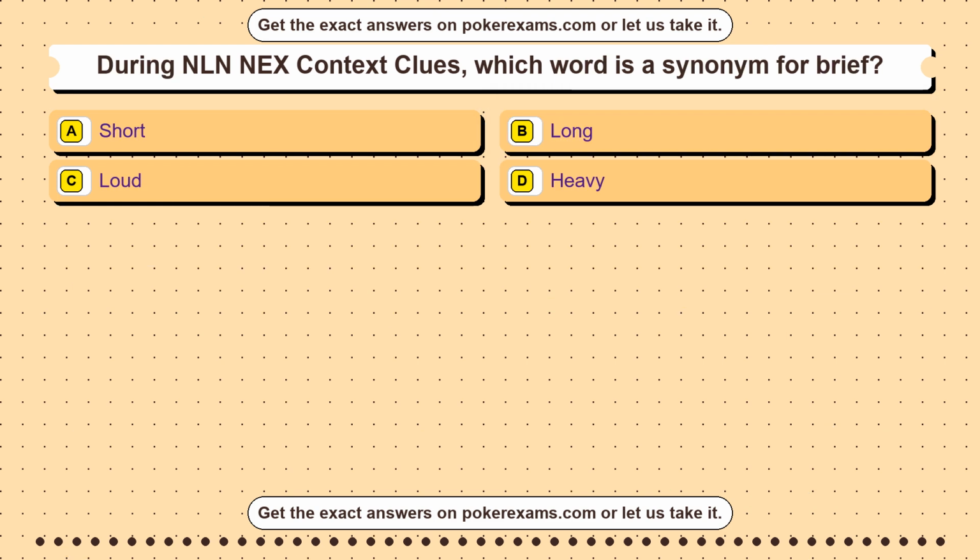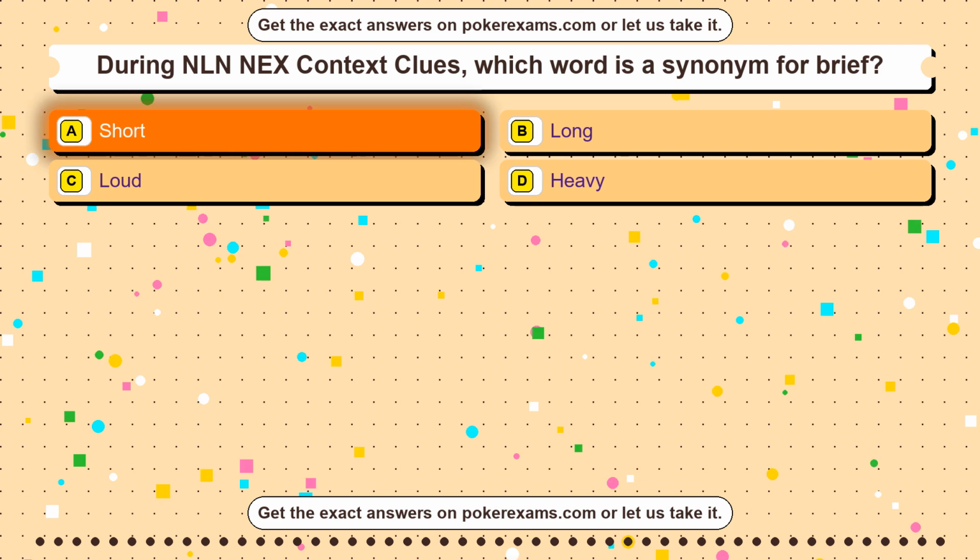Question 21. During NLN NEX Context Clues, which word is a synonym for brief? Option A short. Option B long. Option C loud. Option D heavy. The correct answer is option A.